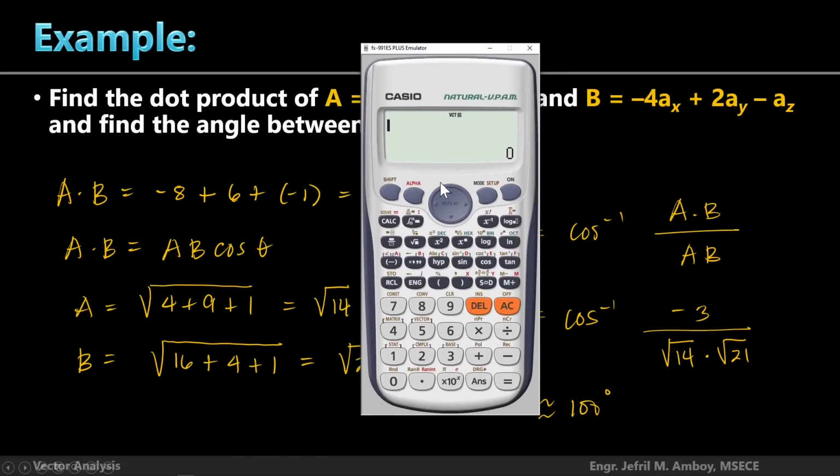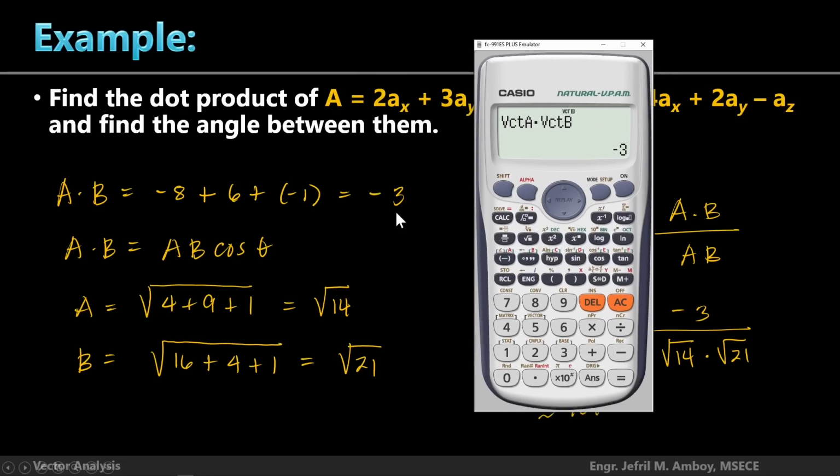So, if you want to get the dot product, you just recall vectors A and B. To recall that, shift vector, vector A, no? 3. And then, the dot product can be found by pressing shift vector, no? And choose 7, the dot product. Okay? And shift vector ulit to recall vector B. So, 4. So, vector A dot vector B will give us negative 3. Just like what we obtained here.